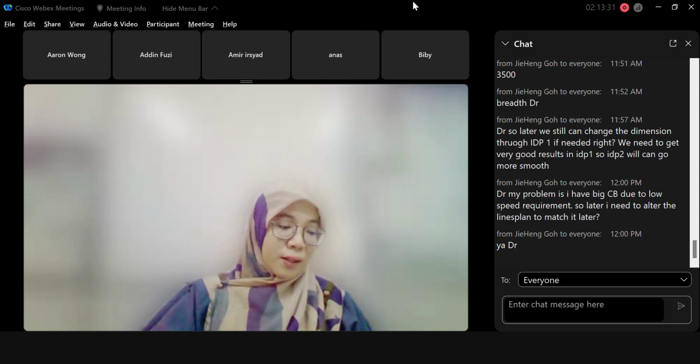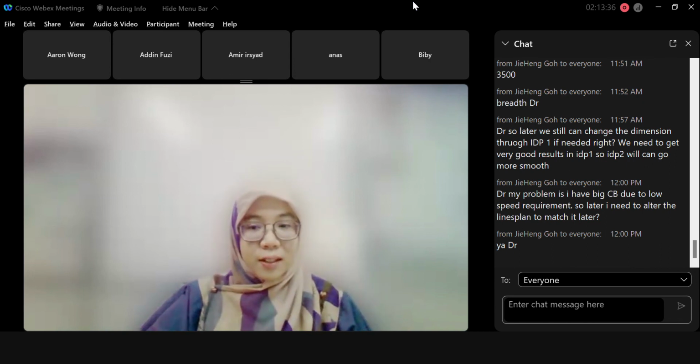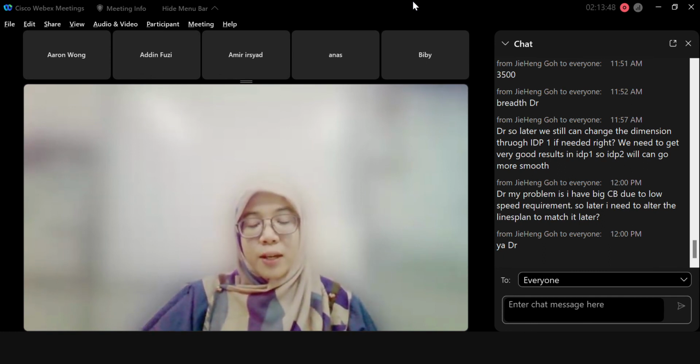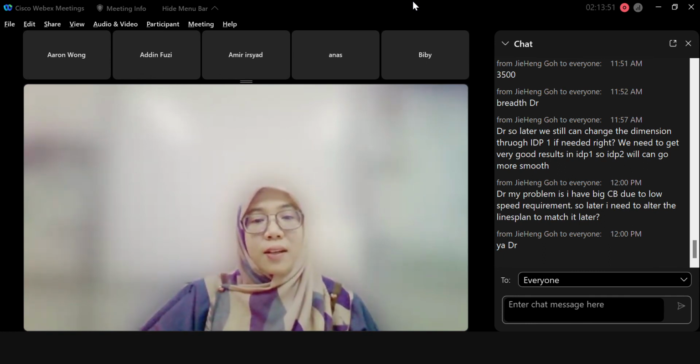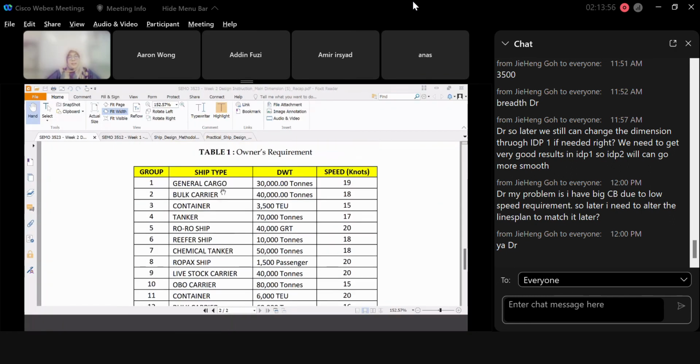Previously, this is another thing. Previously, there were 3 members per group, and every member had a different owner's requirement. This is for the information of SKMO especially. So last time, let's say general cargo 30,000 tons. There were 3 members in the group, but every member had a different DWT. Speed is the same, ship type is the same, but DWT is different.